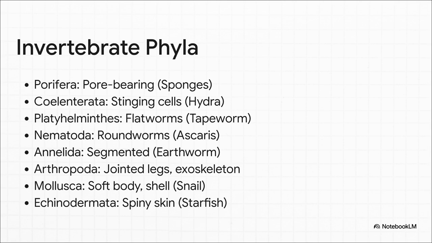Next up, we add stinging cells with Coelenterata, like the hydra. From there, the body plans just get more and more evolved. We flatten out with Platyhelminthes like tapeworms. We get cylindrical with Nematoda, the roundworms like Ascaris. Then we add complex segments with Annelida like your everyday earthworm. Jumping ahead, we see some really advanced adaptations, the soft bodies and protective shells of Mollusca like snails, and the spiny-skinned marine life in Echinodermata like the starfish.